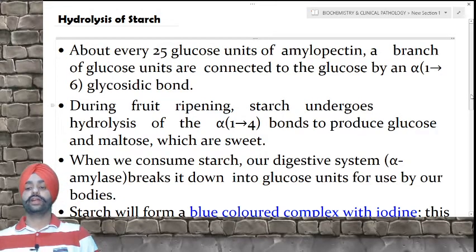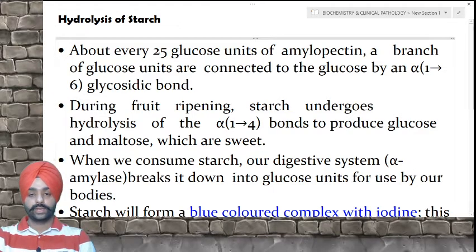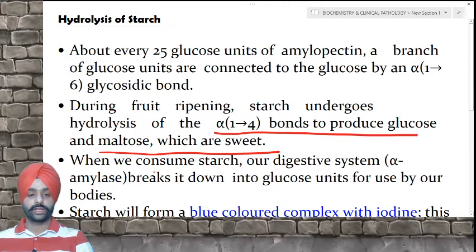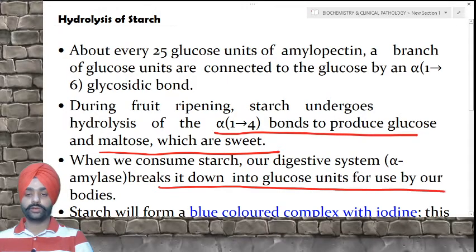Now let us see what is hydrolysis of starch. About every 25 glucose units of amylopectin, a branch of glucose units is connected to the glucose by an alpha 1,6 glycosidic bond. During fruit ripening, starch undergoes hydrolysis of alpha 1,4 bonds to produce glucose and maltose, which are sweet in taste. When we consume starch, our digestive system breaks it down into glucose units for use.